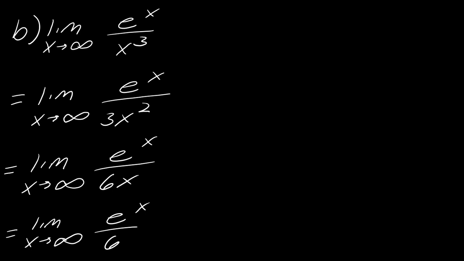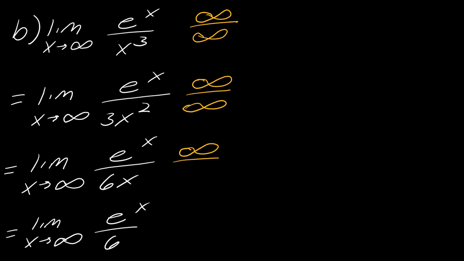Okay, now in this case, we do actually get something that's not infinity over infinity. So I just want to compare this for a moment. Notice this was infinity over infinity. This was infinity over infinity. This was still infinity over infinity. This is what happens every time I try to take the limit.